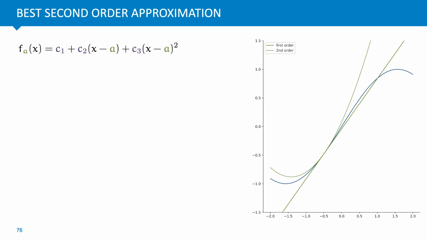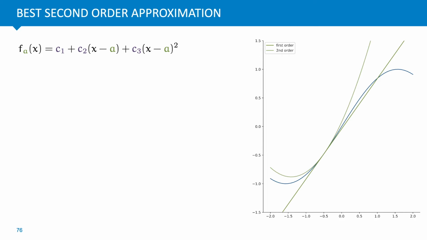So this has the same sort of structure as we saw before. We have an approximation to f_a(x), which is a polynomial in x minus a. So we have c1 a constant, c2 a coefficient for x minus a, and c3 a coefficient for (x minus a) squared. And we want to find the constants that give us the best second order approximation.